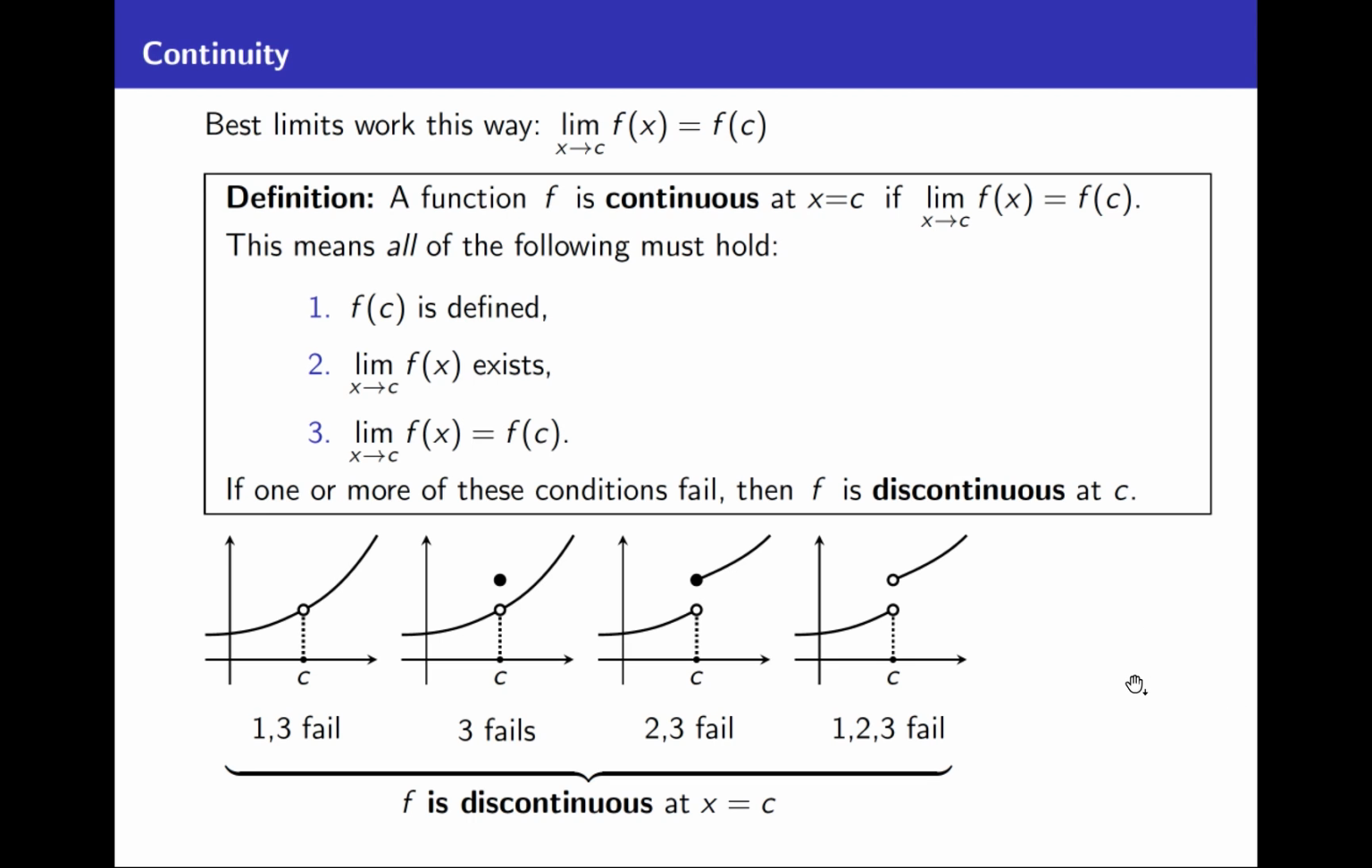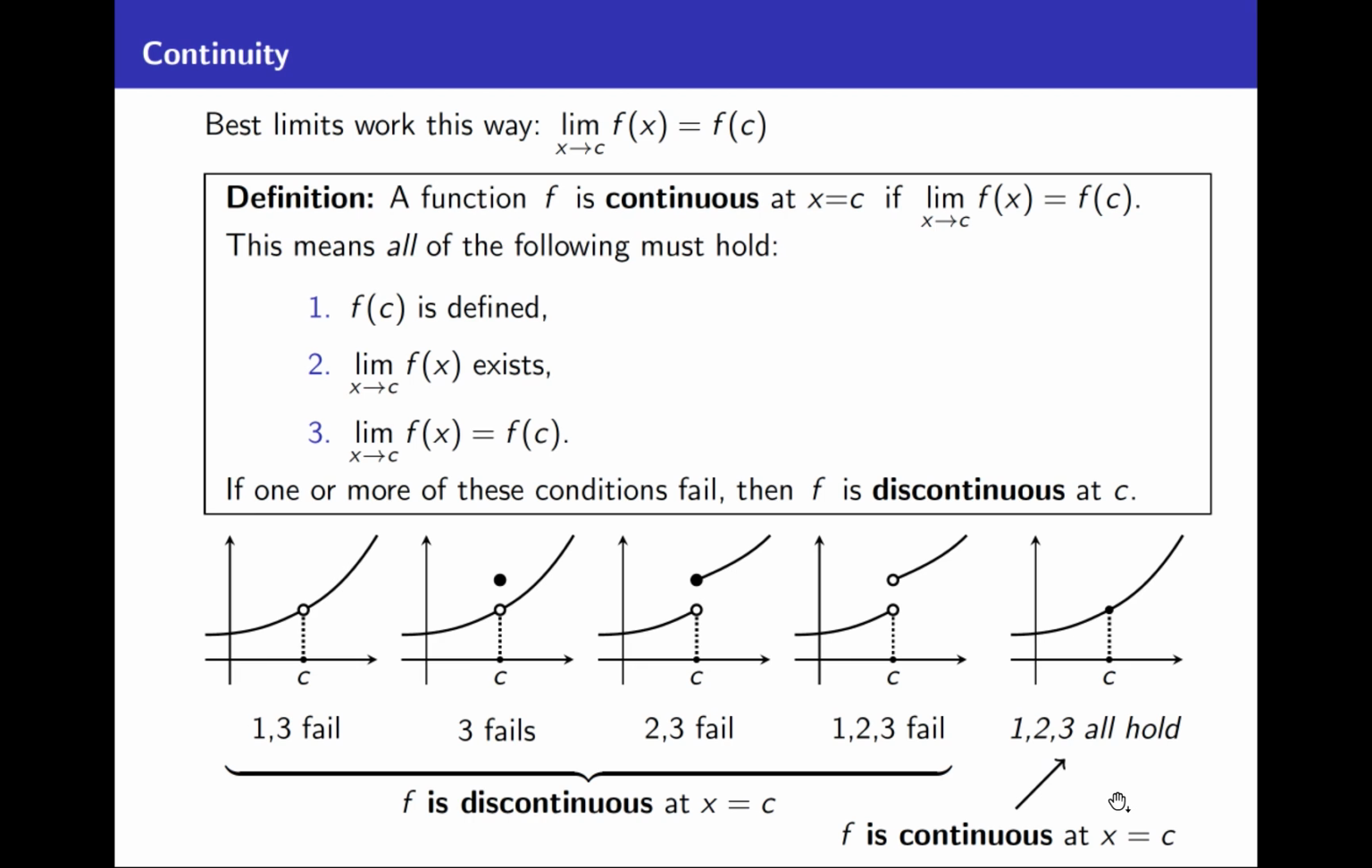Well, what would a function look like if it is continuous at x equals c? Well, here's one. In this graph, properties 1, 2, and 3 all hold. f of c is defined. The limit as x approaches c of f of x exists, and is the y-coordinate of this point. And the limit as x approaches c of f of x equals f of c. So this function is continuous at the number x equals c.